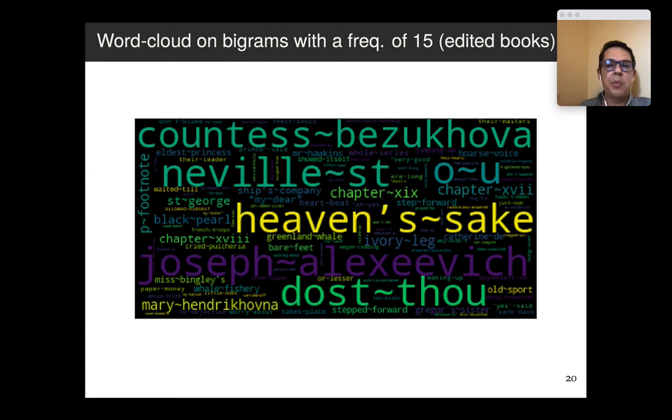So if we remove this part of the book, then we obtain a better word cloud, and it's telling us a little bit more about the books that we are seeing, and we are only seeing the bigrams that have a frequency of 15.